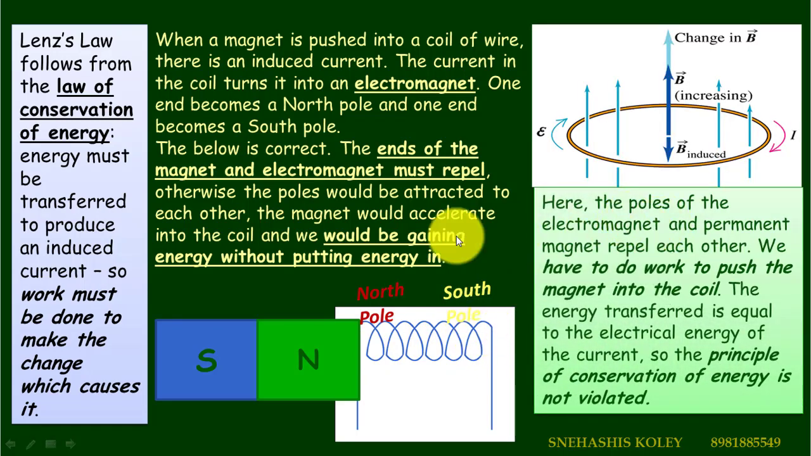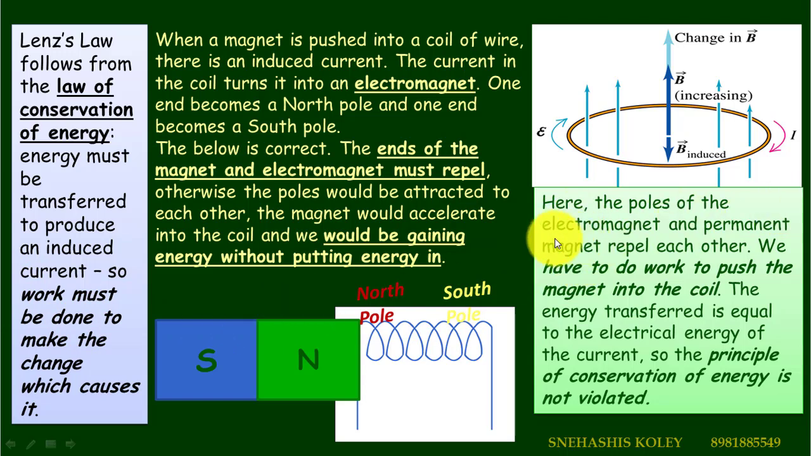So the ends of the magnet and electromagnet must repel, otherwise the poles would attract each other and the magnet would accelerate into the coil, and we would be gaining energy without putting energy in. That means we could produce energy without investing any energy, which opposes the principle of conservation of energy. That means the total energy in the universe would increase in this manner.